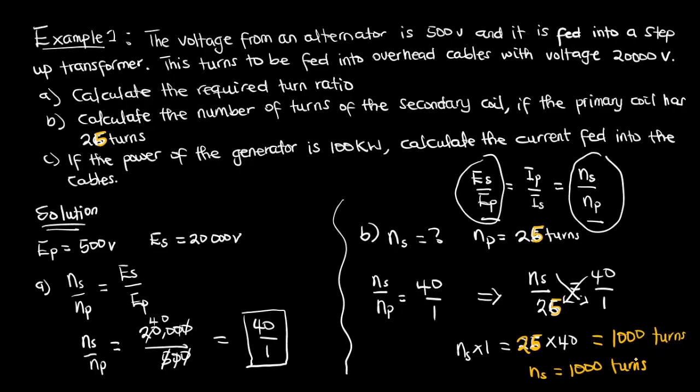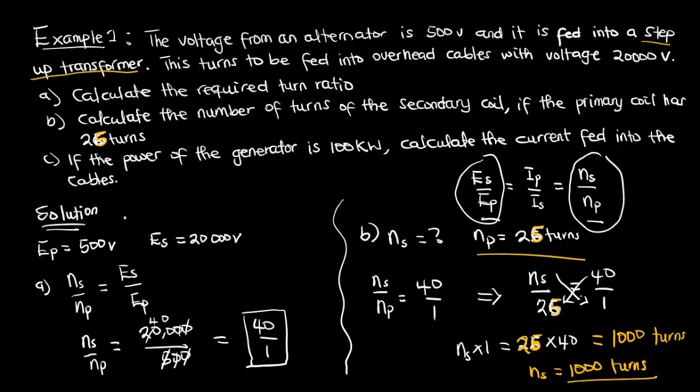Now that we've calculated the turn ratio, and we've also looked at the number of turns in the primary, which is 25, and that of the secondary, which is 1,000, since the number of turns in the primary is less than the number of turns in the secondary, it tells us that it is indeed a step up transformer. If you've watched the first part of the tutorial, you will understand what we mean by this.